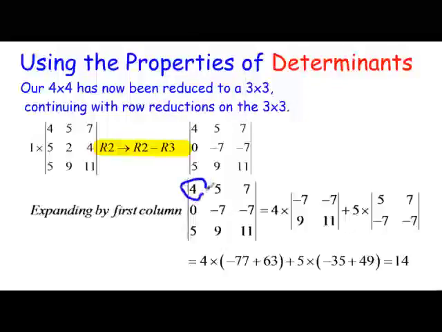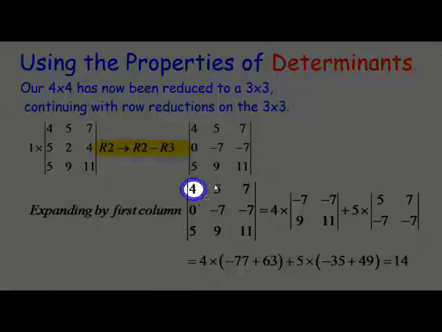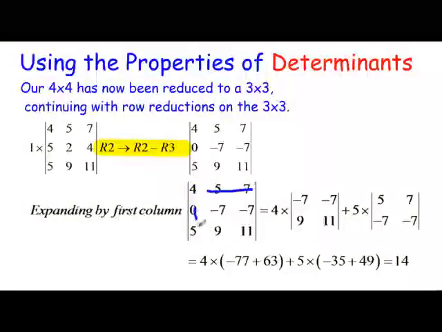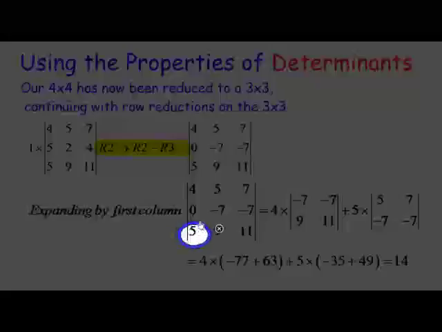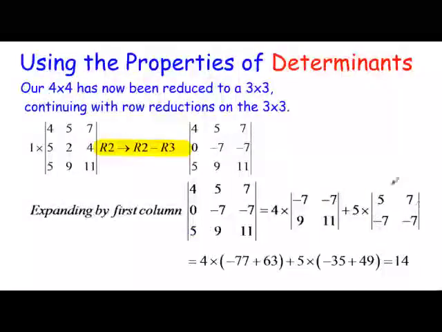Just going to use that 4, which is positive. Cross out this row and column, and use -7, -7, 9, 11. Then we're going to move down to the 5. Now the 5 has a sign plus, minus, plus. The row is 3 and the column is 1, so 3 and 1 is 4. So it's -1 to the power 4, which is positive. And you can see here it's 5 times its cofactor matrix.